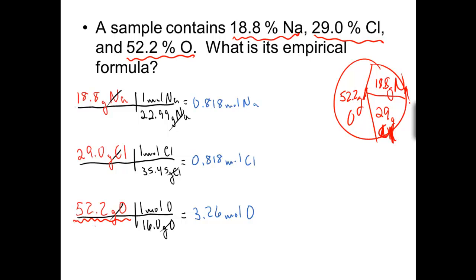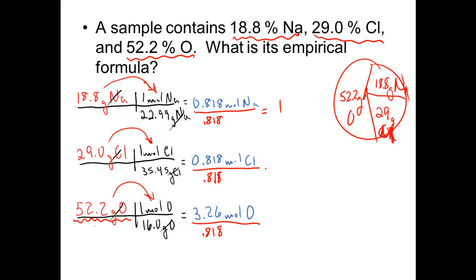So we're just going to use those percentages as masses, and we're going to convert grams of sodium to moles of sodium, grams of chlorine to moles of chlorine, and grams of oxygen to moles of oxygen. So we're going to divide each of those by the smallest. So the smallest here looks like 0.818, and divide all of them by the smallest.